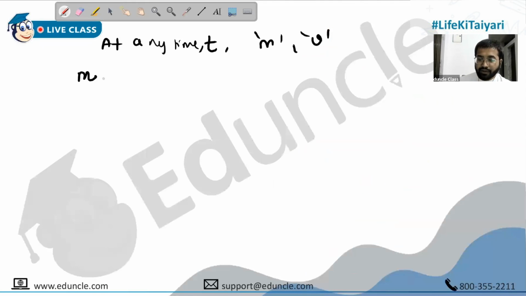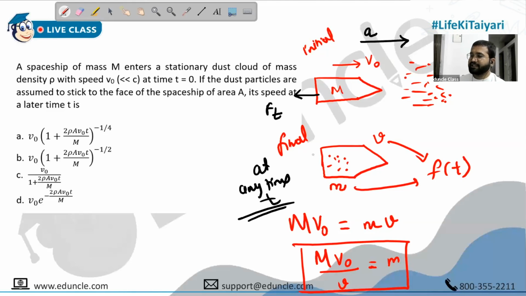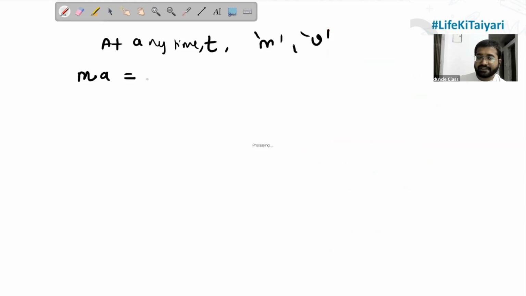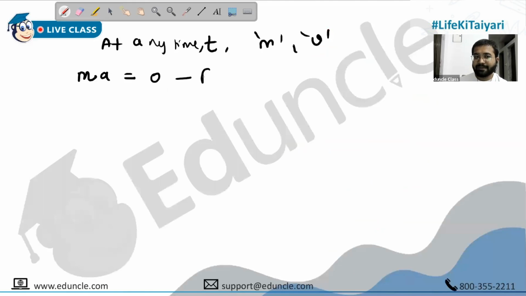So mass into acceleration is given by, is there any force in the forward direction, people? There is no force in the forward direction, zero. But there is a force in the backward direction, that is the thrust force. Are you with me? Any questions? Okay. So m a is minus F thrust. Minus means the acceleration is decreasing, it's retardation, which is correct. Mass is going to add, acceleration will decrease, it is going to retard.